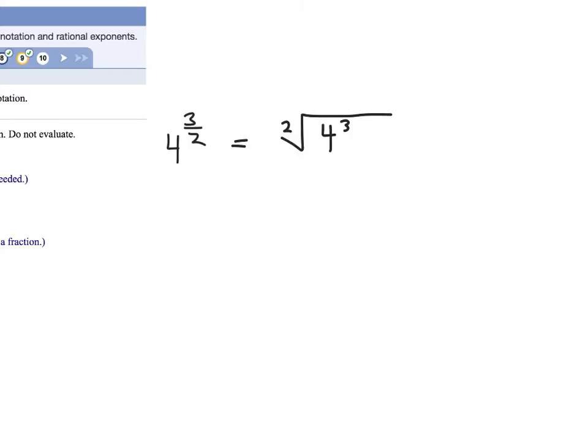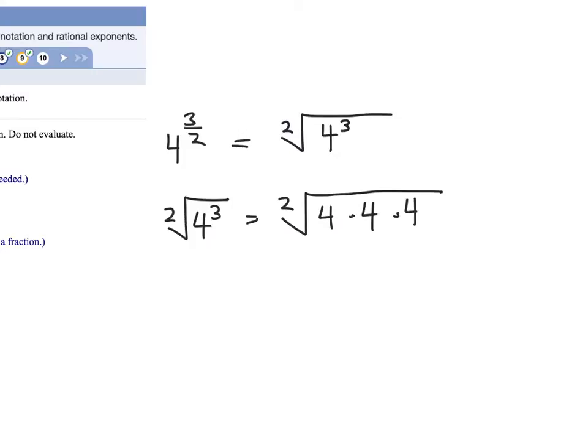Now, for the second part, they do indeed want us to simplify. So let's simplify. What does this become? This becomes the second root of 4 times 4 times 4. Now, rather than multiplying these together, which would give 64, a nice shortcut is to leave it broken up and actually break it up further. So this becomes 2 times 2 times 2 times 2 times 2 times 2.